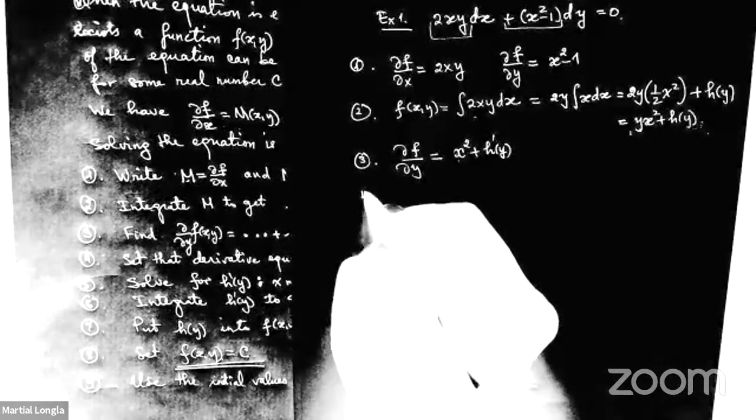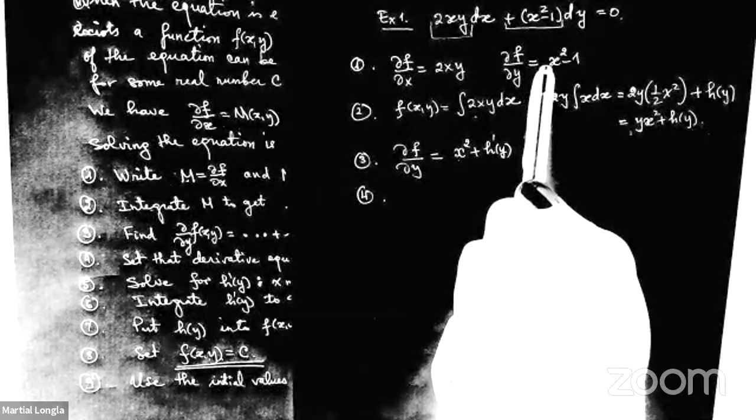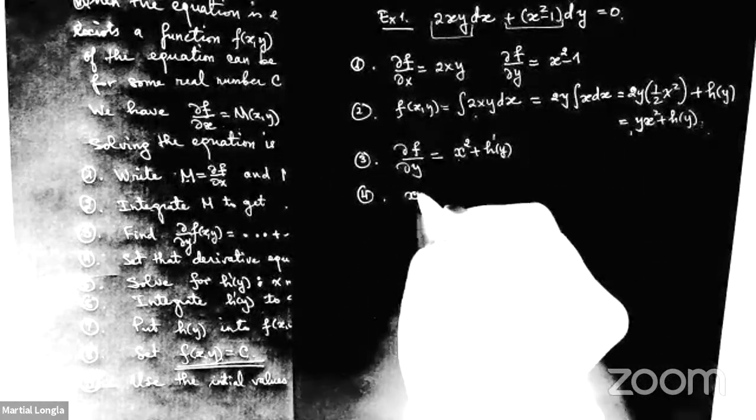Next step said, set that derivative that you got here equal to n that you wrote up there. That's it. That's the step. Take this derivative, set it equal to that guy. So that's going to be x squared plus h prime of y equals x squared minus 1. That's what step 4 is about. So you take your derivative you got on the previous step, set it equal to n from the original problem that you wrote on the first line.